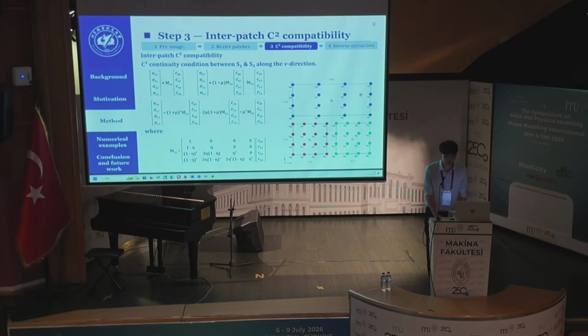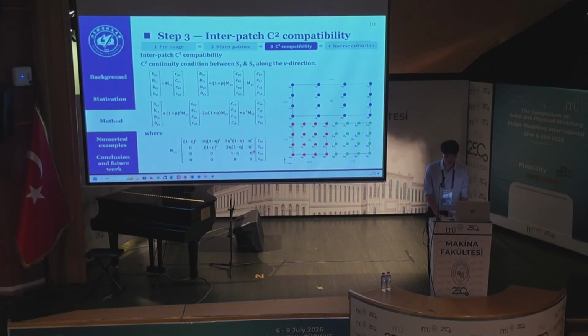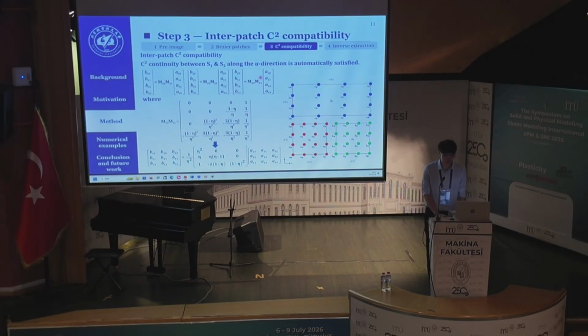This is the C2 condition between S1 and S3 along the V direction. The control rows of S1 are given by this matrix M13, as you can see here, which depends only on the scaling ratio eta. So we get an explicit formula for S1 directly in terms of S3. And the condition between S2 and S3 takes exactly the same form as you can see here, only the matrix changes.